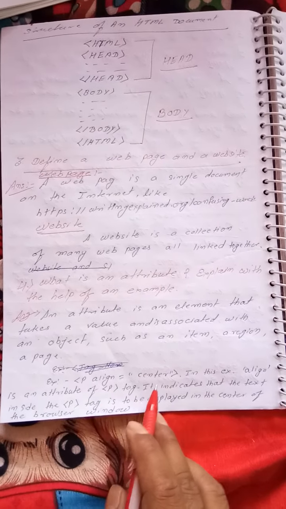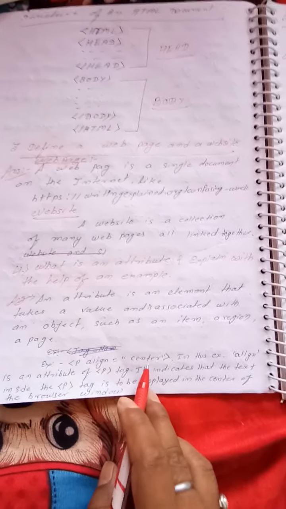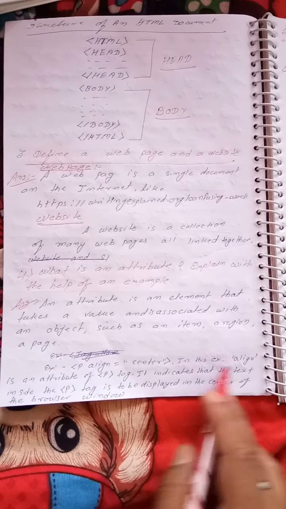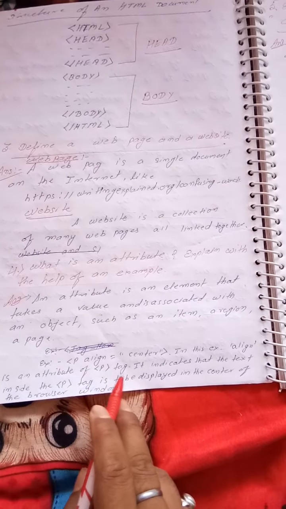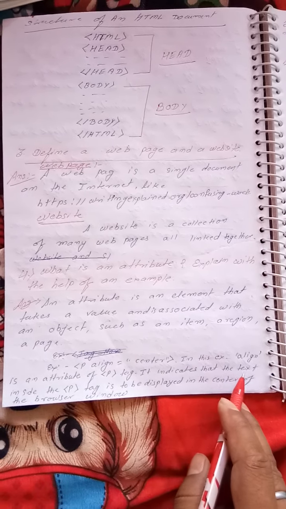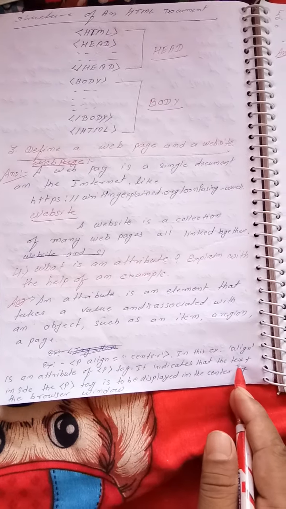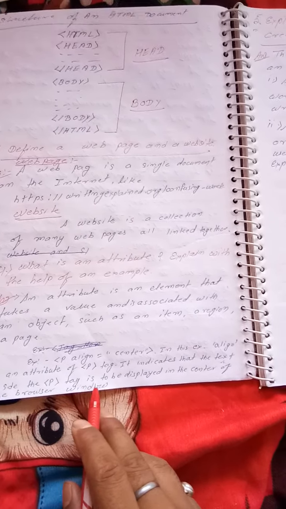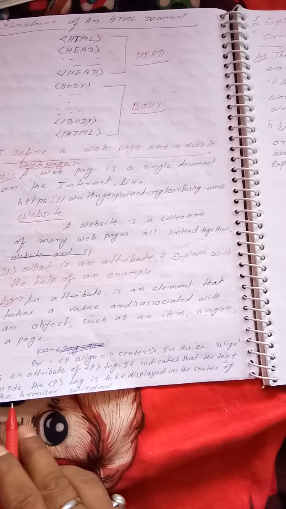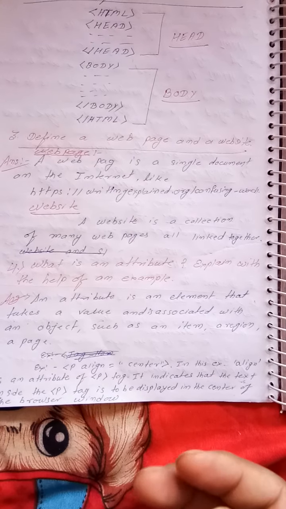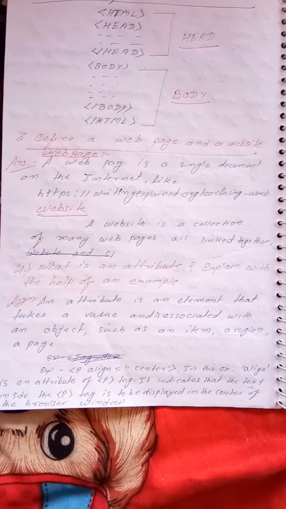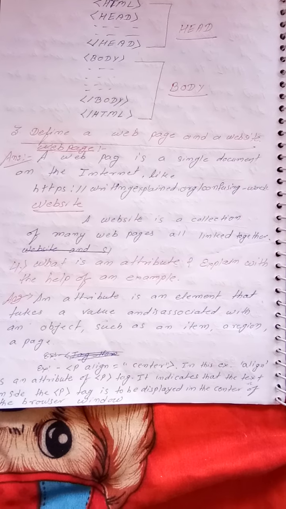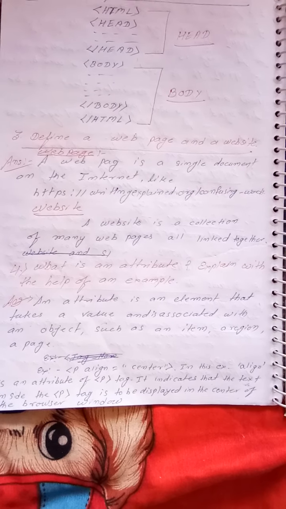Example: p align center is given here. So in this, align is an attribute of the p tag. It indicates that the text inside the p tag is to be displayed in the center of the browser window. Suppose if you want to write any text or paragraph in the center part, then we use the align center tag, left and right also. Okay, justify also.